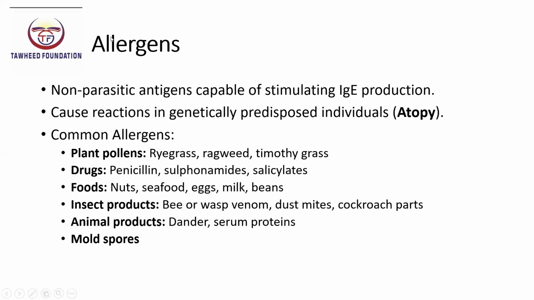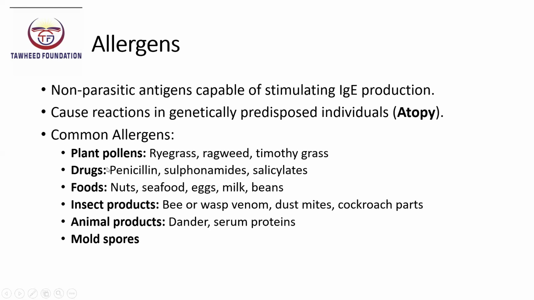Next is allergens. Allergens are non-parasitic antigens capable of inducing IgE production. In some individuals, especially those with a genetic predisposition called atopy, allergens trigger an exaggerated immune response. Common allergens include plant pollens, drugs, foods, insect products, animal products, and mold spores.